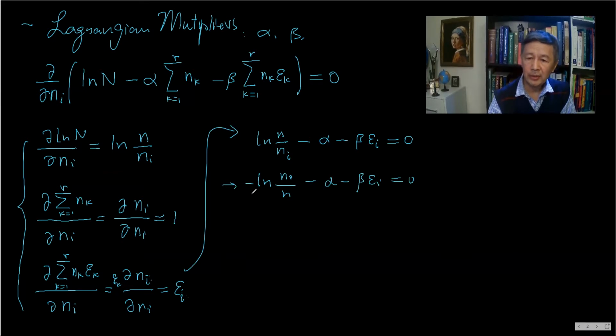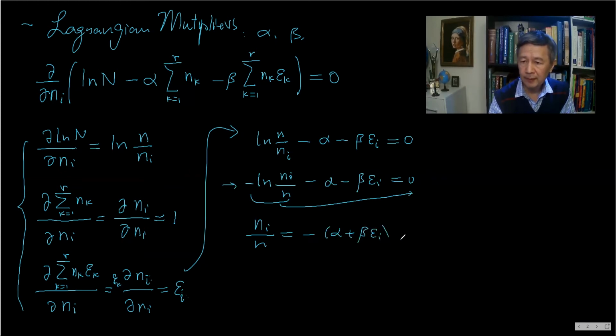Then we shift that term to the other side. So we have ni divided by n equal to negative alpha plus beta epsilon i. Epsilon i represents the energy of a particular energy level, or the particular energy group in this case. All right, we're almost there. Hang on, we forgot the log here; we have to put the log here.